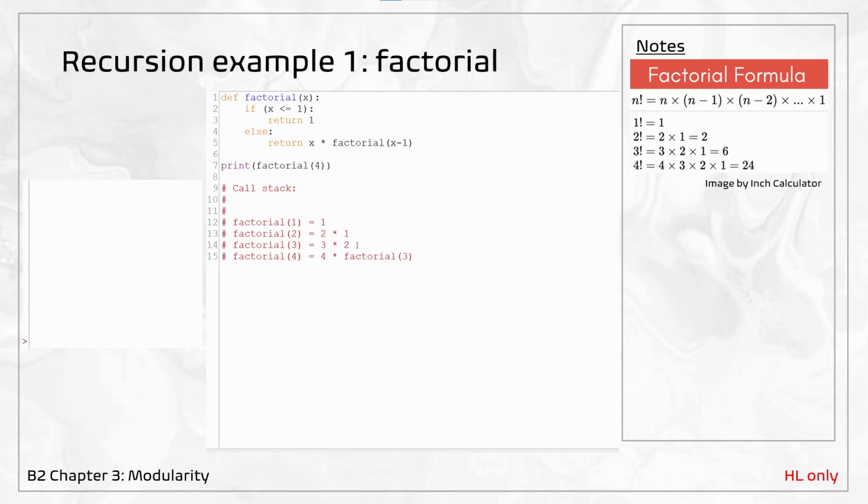And now finally, we're back at the original call, factorial 4. Factorial 4 was 4 times factorial 3, but we just found out that factorial 3 was 6. So we can just replace this with 6. And so the original call will return 4 times 6, which would be 24. And we can just verify that by running this program. And there we go. We have 24 outputted in the console.